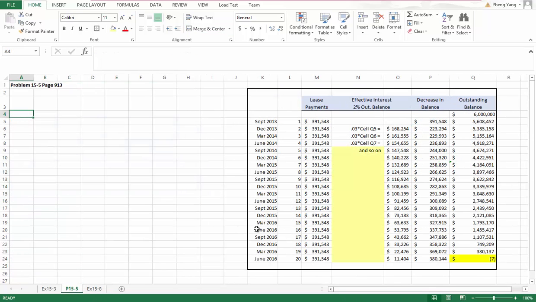Okay. So requirement 1, we're going to calculate the present value of the lease payments. We're going to take $391,548, because that's our lease payment, times our factor. So if you look on table 6, I'm going to write here, present value of an annuity due of $1.